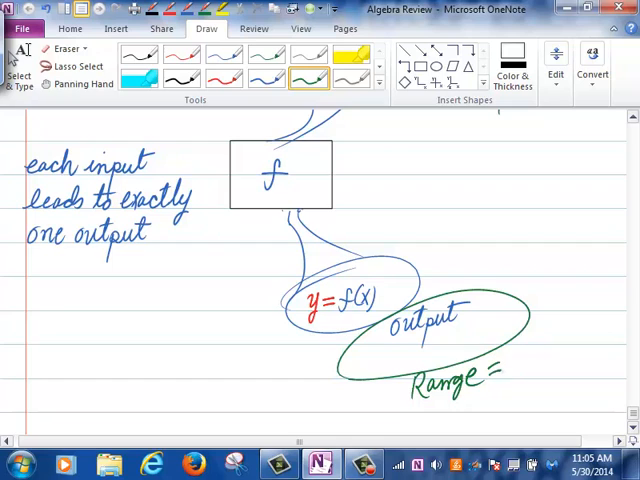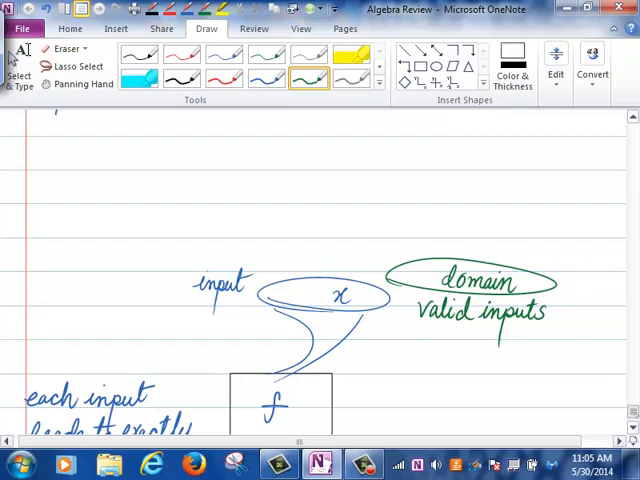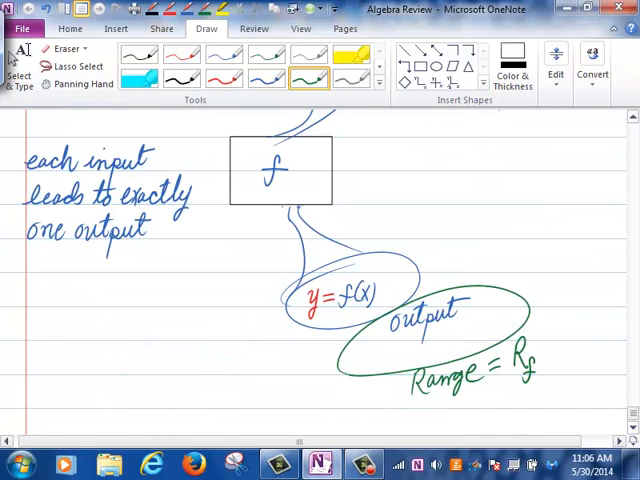If I am denoting the function by f, I am going to denote the range by Rf, okay? And if I am denoting a function by f, I am going to denote the domain by Df. Is everybody okay with that? So Df would mean the domain of f is the collection of valid inputs, and the range of f is the collection of all output values. Is everybody okay with that?